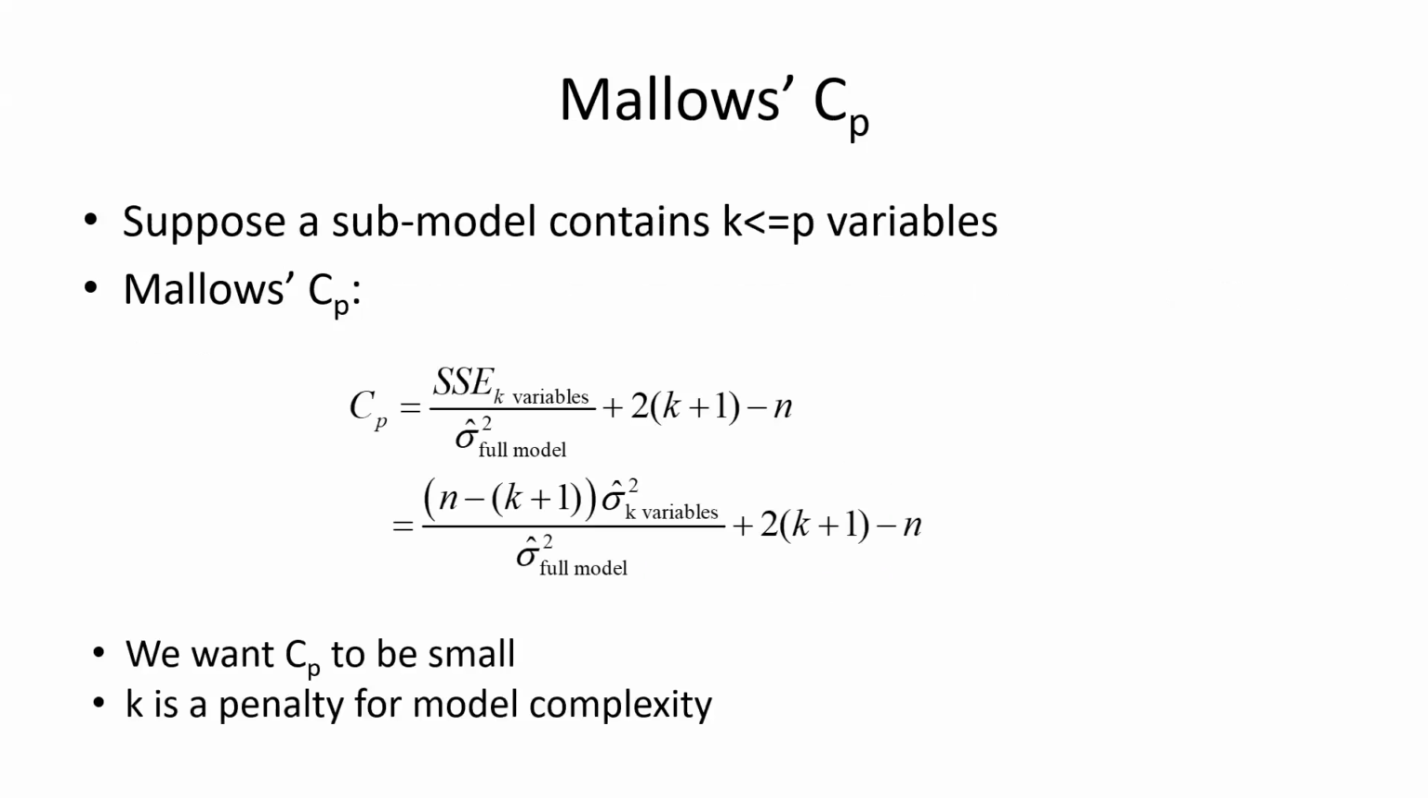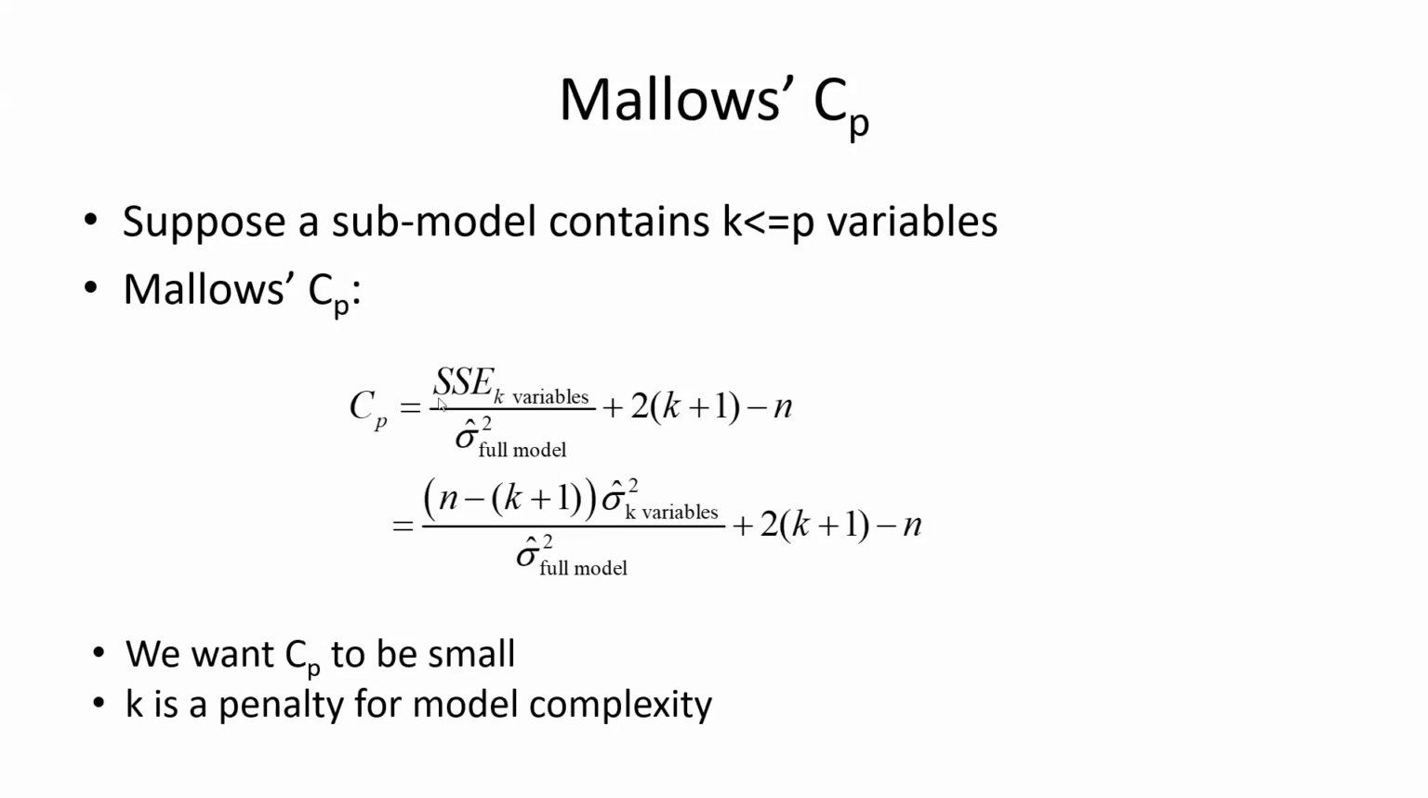Suppose a submodel under consideration contains k variables, and k is smaller than p, of course, because p is the total number of variables. Then Colin Mallows proposed this statistic. We divide SSE with the k variables by sigma squared of the full model, and we penalize this ratio by adding a term here. You're trying to minimize Cp. And so if you add something here, then you're penalizing, right?